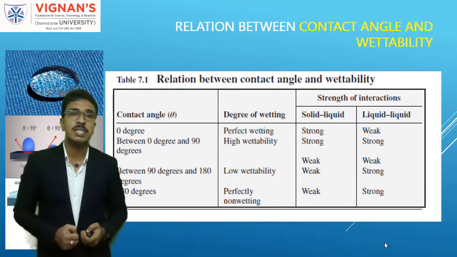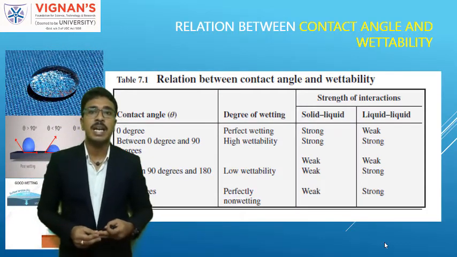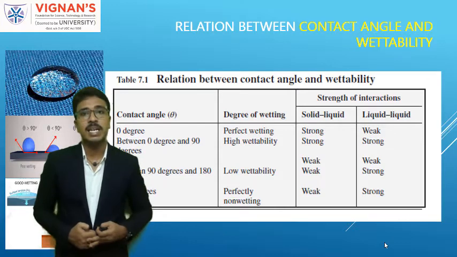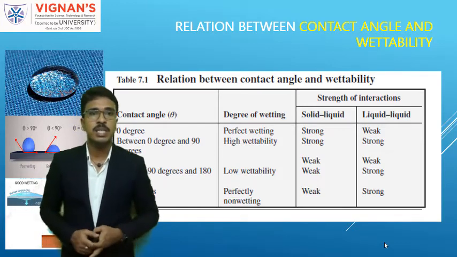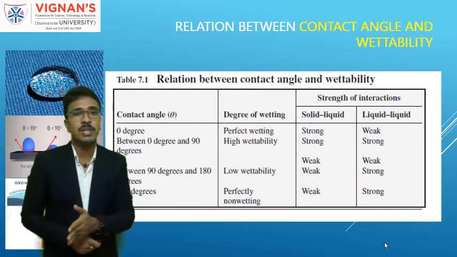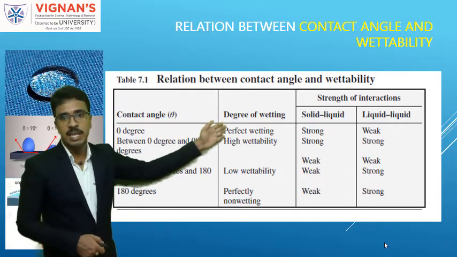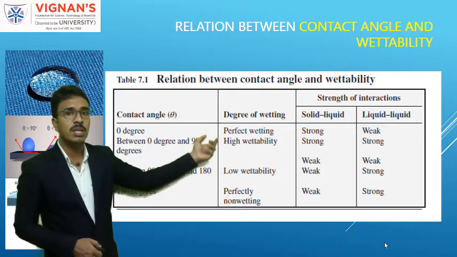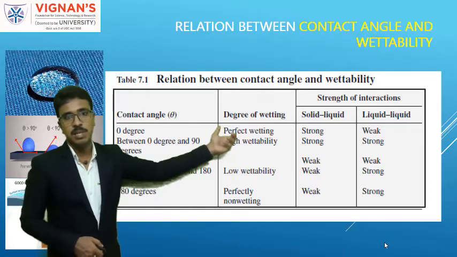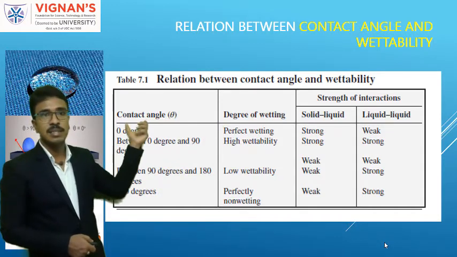And here you can see the relation between contact angle and wettability. So here there are three columns. You can see contact angle, degree of wetting, and then strength of interactions, between solid and liquid and liquid and liquid. And now you can see the contact angle.